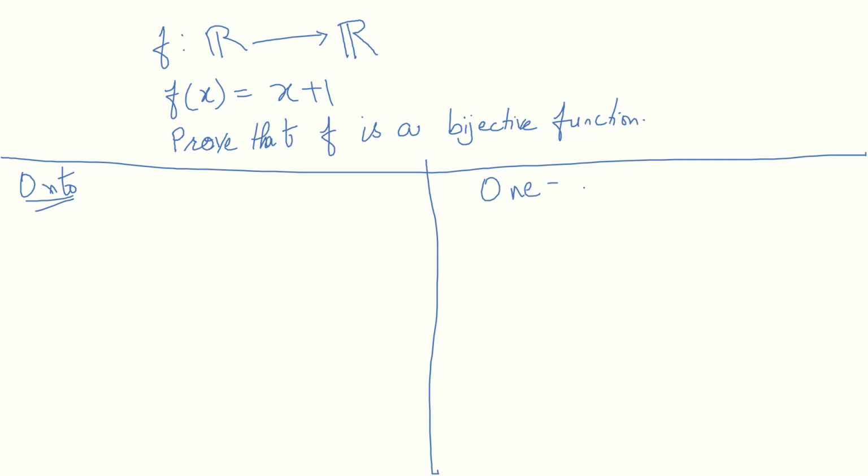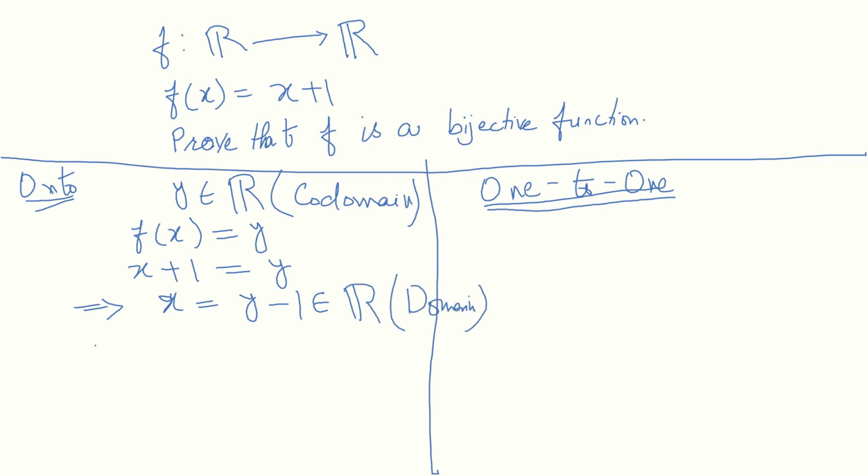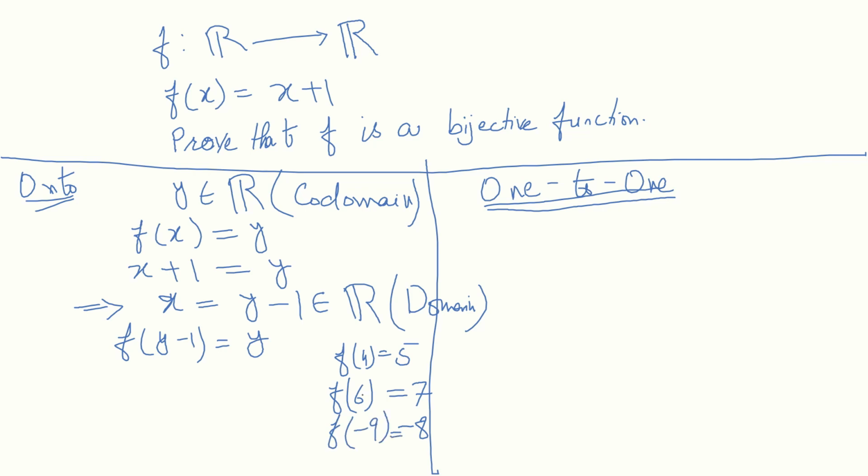First, onto, and then we will prove that f is also 1 to 1. Suppose y is some element of the codomain. We will show that there is an element x in the domain such that f of x is equal to y. Let's find out what is the corresponding x. f of x is equal to y, x plus 1 is equal to y, and from this we can find that x is equal to y minus 1. So this is the corresponding element in the domain such that f of x is equal to y. f of y minus 1 is equal to y. For example, if we have 5, then f of 4 is equal to 5. If we have 7, f of 6 is equal to 7. If we have minus 8, f of minus 9 is equal to minus 8. You see that for each element y in the codomain, there is a corresponding element x in the domain such that f of x is equal to y.